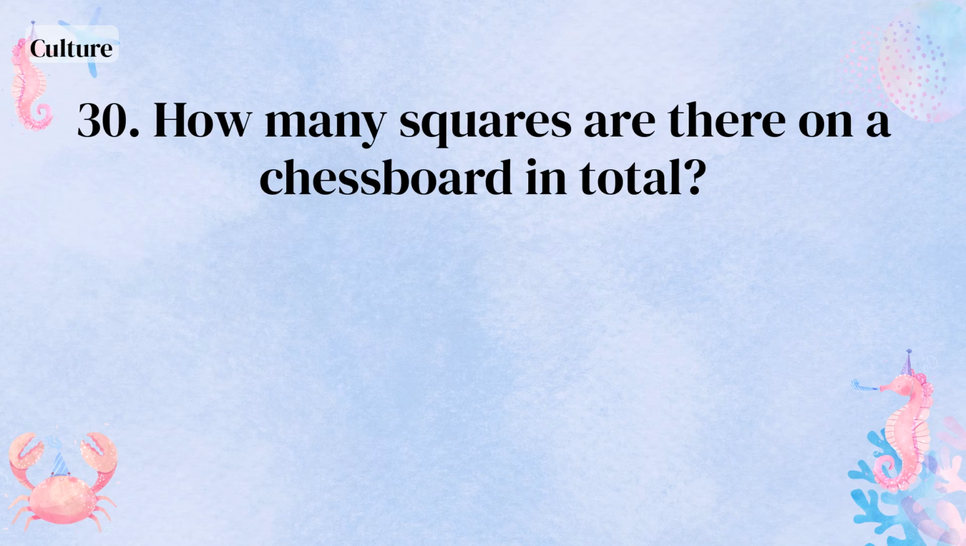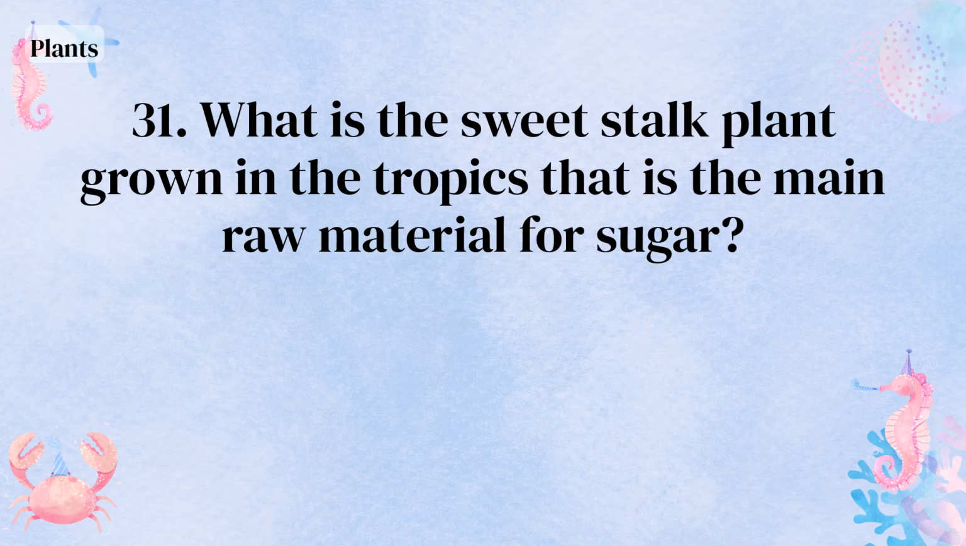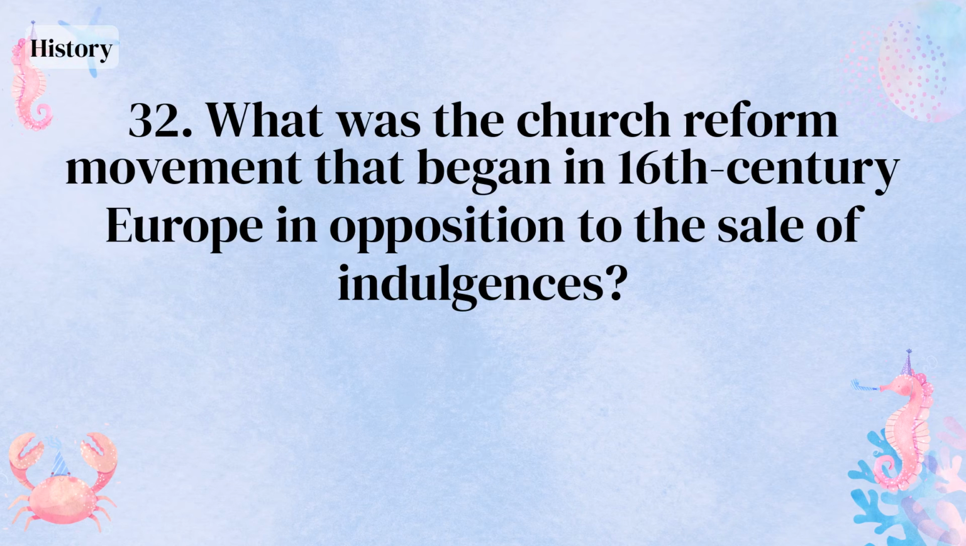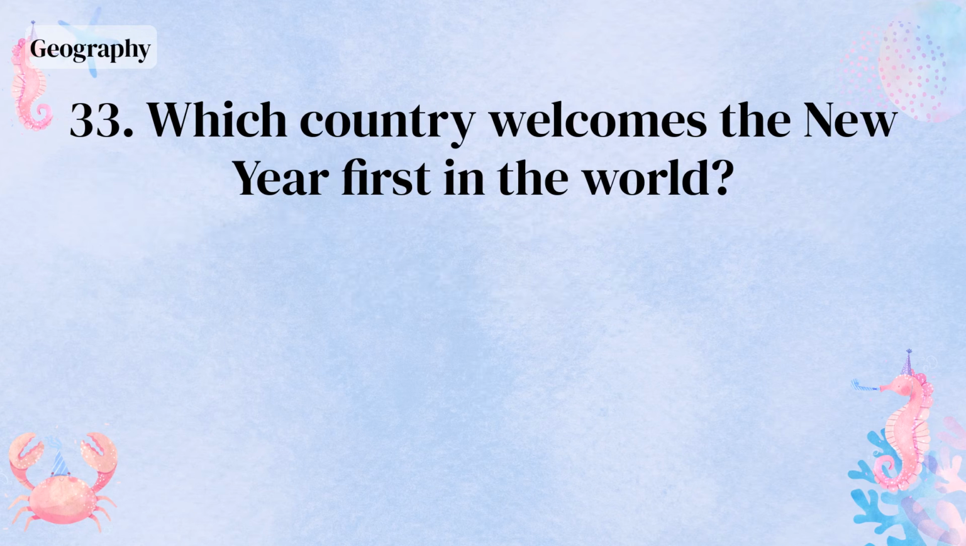United States. How many squares are there on a chessboard in total? 64 squares. What is the sweet stock plant grown in the tropics that is the main raw material for sugar? Sugarcane. What was the church reform movement that began in 16th century Europe in opposition to the sale of indulgences? Protestant Reformation. Which country welcomes the new year first in the world?